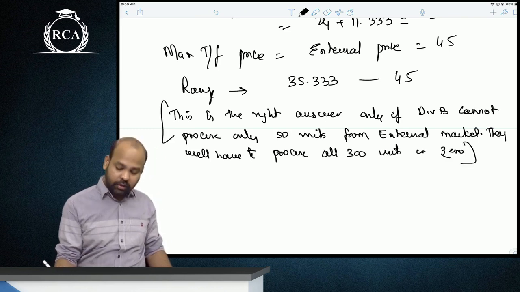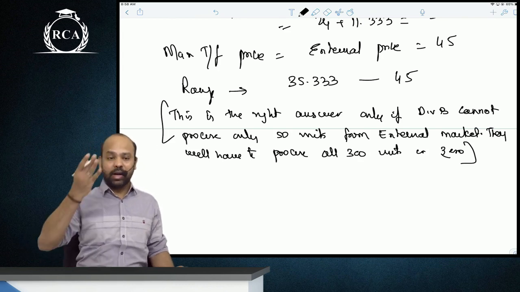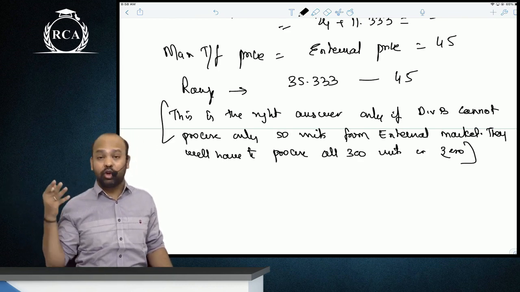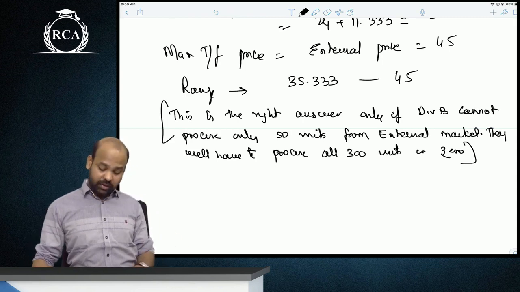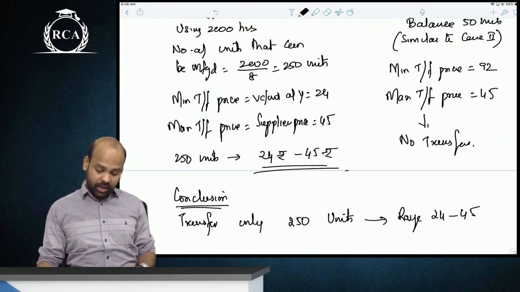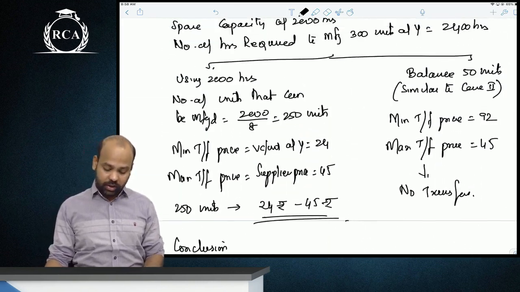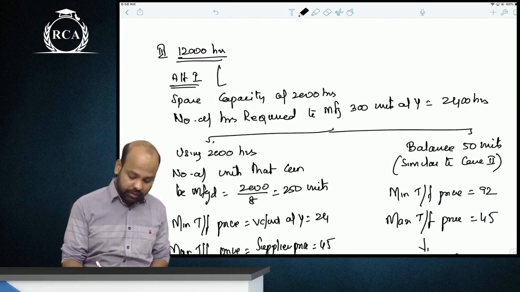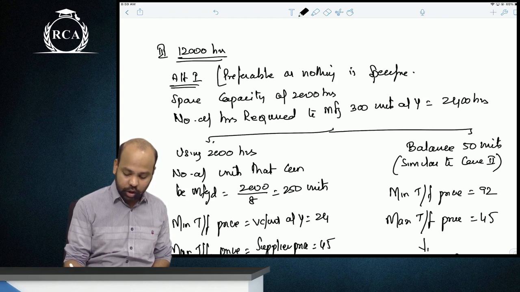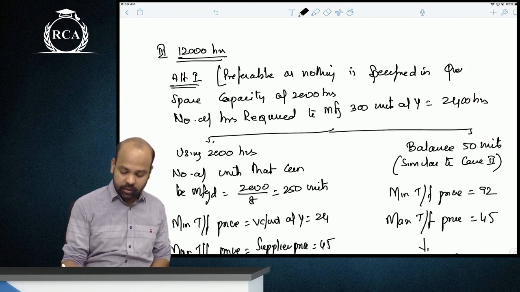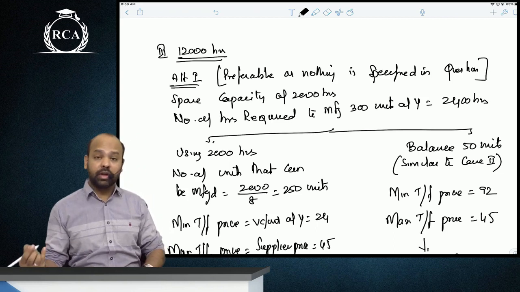And think, guys, you are selling product Y in the external market at 92 rupees and your own division is able to buy the same product at 45 rupees. Which market will have this information? Anyways, I hope you have understood both the alternatives. This is preferable as nothing is specified in the question. They never said that you cannot buy in parts, that you cannot buy a part of the requirement.